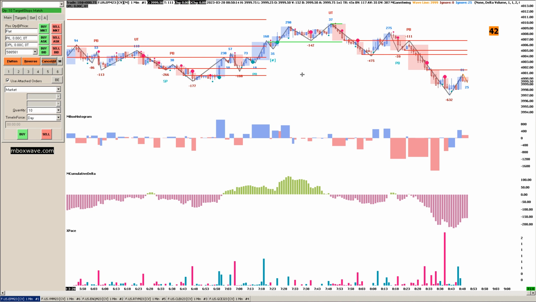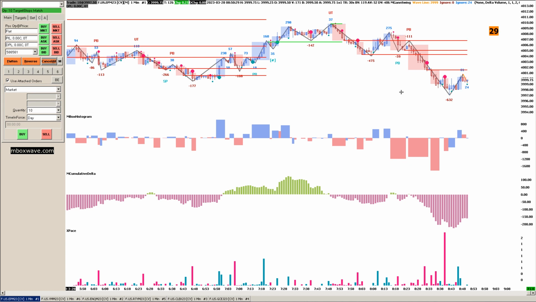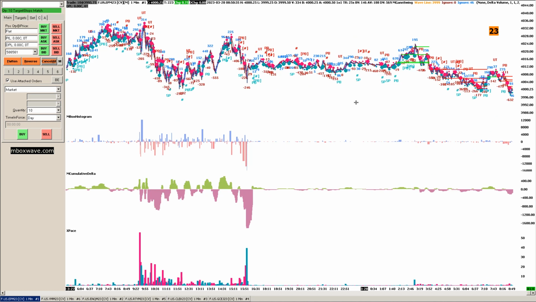So I'll just start with the pre-market. This is the E-mini S&P. Markets have not yet opened. It's 8:50-ish. So I'll just do some pre-market analysis. People like to see that.